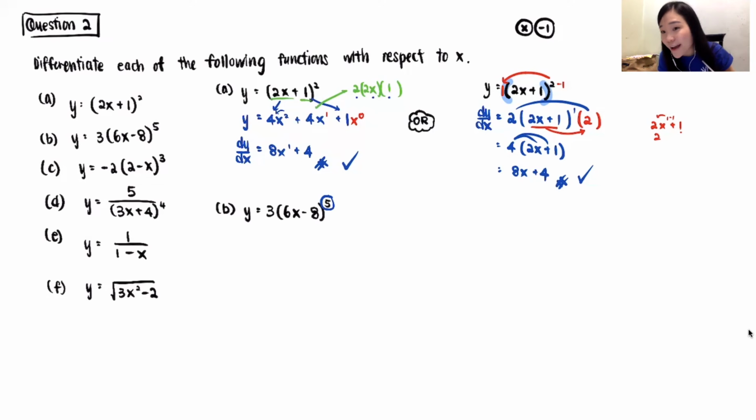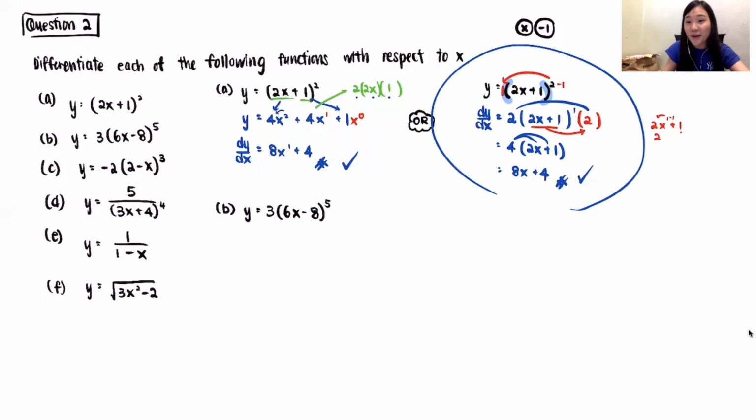You should do the power first. Then the power is 5. Can we expand power 5? No. Power 2 can, but power 3 onwards, we don't do that. So I couldn't expand it. I think the first method doesn't work because I cannot expand it. So I must go to the second method, which is the bracket method, right?